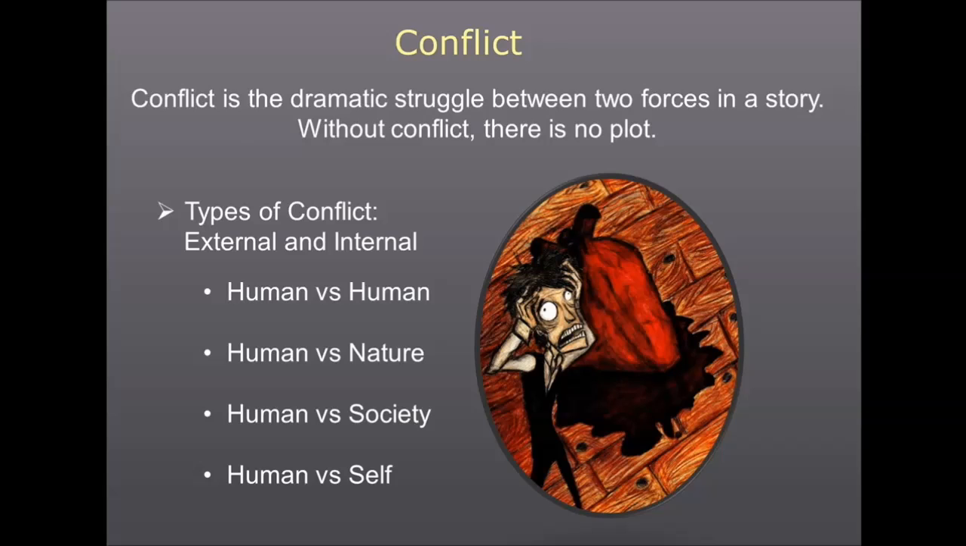Two types of conflict are possible: external and internal. Types of external conflict include human versus human, human versus nature, and human versus society. Internal conflict might not seem as exciting as external, but remember, real life has far more internal than external conflicts.